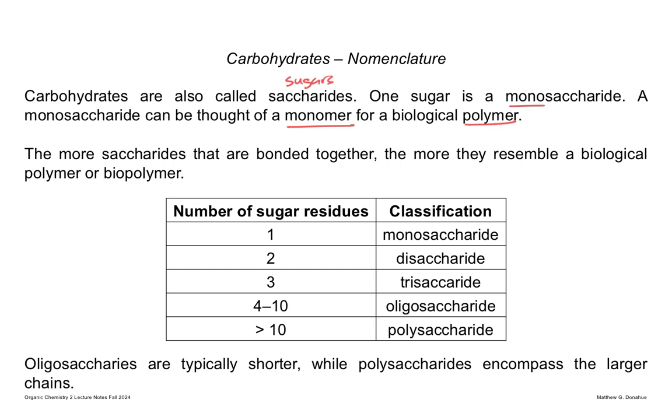Some terms here: the number of sugar residues in a polymer gives the classification. One sugar is a monosaccharide, two is a disaccharide, three is a trisaccharide. Then you get this weird in-between: 4 to 10 is called an oligosaccharide, and after 10, it's called a polysaccharide. Once you get up there, the chains get pretty long. And again, that's just a storage unit for these saccharides.